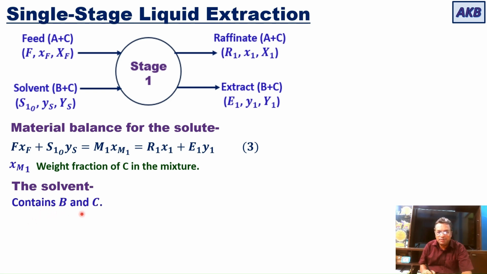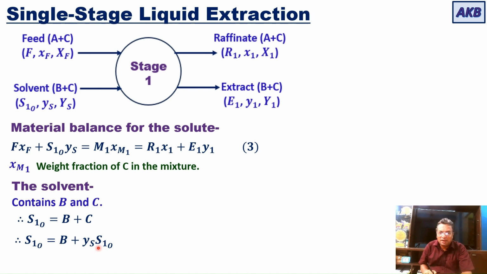Solvent contains B and C. If it is pure solvent, it will just contain B. But if you are using a recovered solvent, then it will also contain a little amount of C. So the mass of the solvent S10 is equal to mass of B plus mass of C. And how do you write mass of C in the solvent? S10 is equal to B plus Ys into S10, the weight fraction of C in the solvent into the mass of solvent.